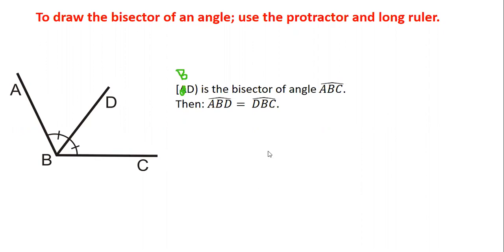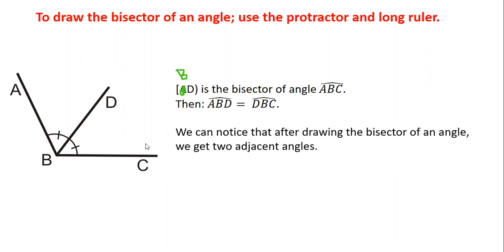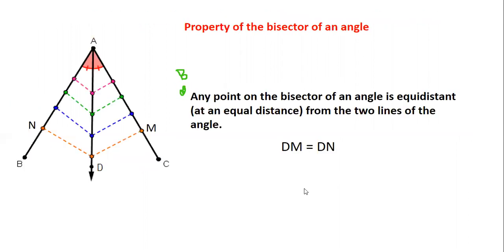And as I said, after drawing the bisector of an angle, we get two adjacent angles. The two angles ABD and DBC are adjacent since they have the same vertex B and they have a common side BD. Angles ABD and DBC are two adjacent angles.